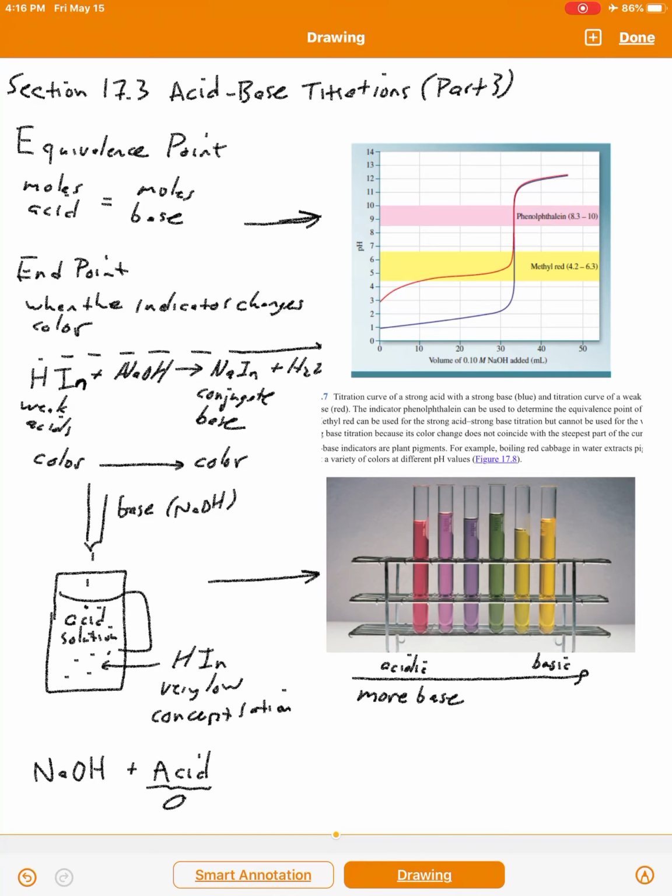Okay? So if we wanted to pick an indicator, we'll take a look at a sample problem where you get a choice of which indicator you want to pick for what reaction.